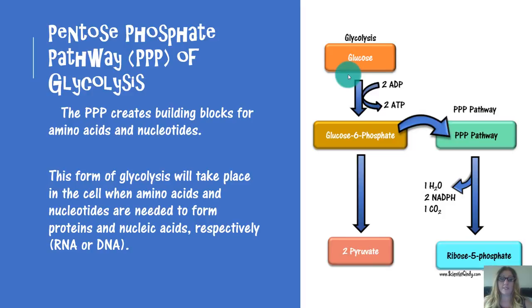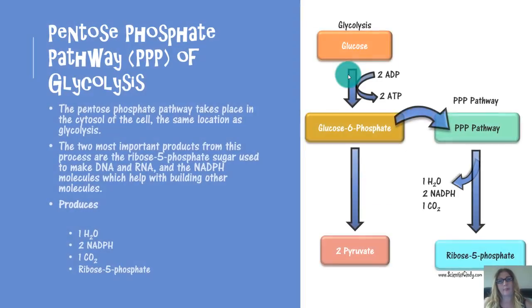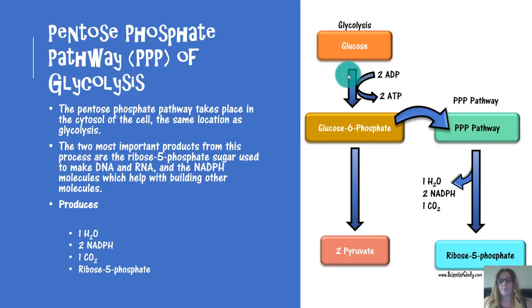This form of glycolysis will take place in the cell whenever amino acids and nucleotides are needed to form new proteins and new nucleic acids, respectively, for DNA or RNA. Now, the pentose phosphate pathway takes place in the cytosol of the cell, or you could say cytoplasm, that would be fine too, which is the same location as the other types of glycolysis. The two most important products from this process are the ribose 5-phosphate sugar, which is used to make DNA and RNA, but it also makes NADPH, which is going to help with building other additional building blocks, which will go on to build other macromolecules.